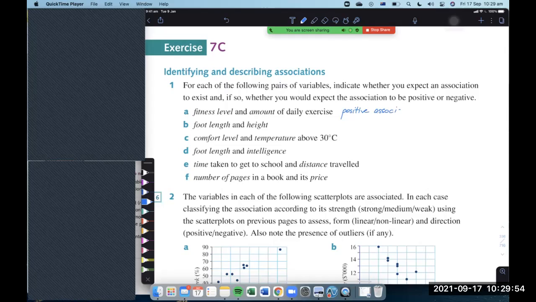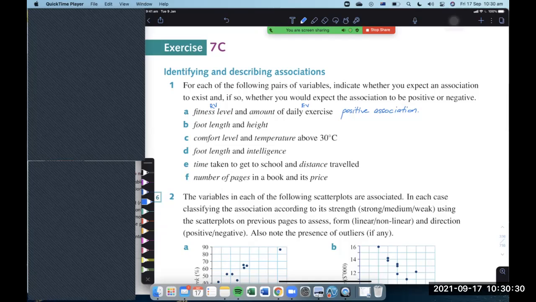Okay, so our answer there is a positive association. The daily exercise would be the explanatory variable. Yep, so I would put that as your EV. And if you want to go a bit deeper into that topic, how much you exercise explains what your fitness level will be. Okay. Yeah, E stands for explanatory variable.